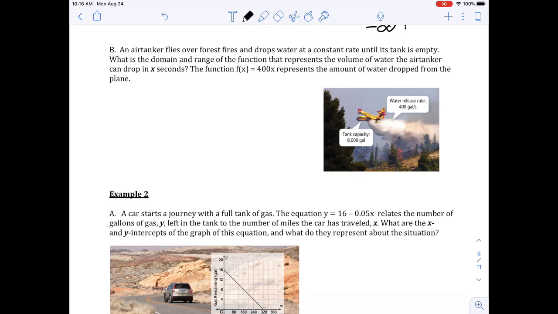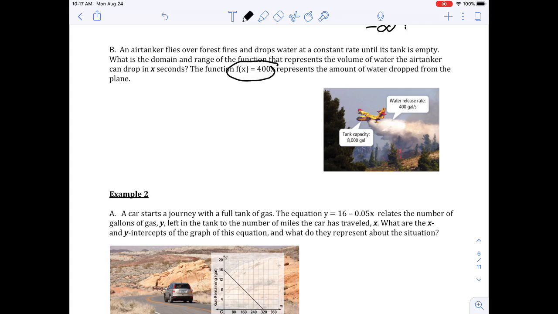So we're going to begin the notes with B, which is a word problem. And there is a picture representing the question. An air tanker flies over the forest and it's dropping water at a constant rate, until the tank is empty. And so we see the equation written, or the function, f of x equals 400x. And that represents the amount of water being dropped from the plane.